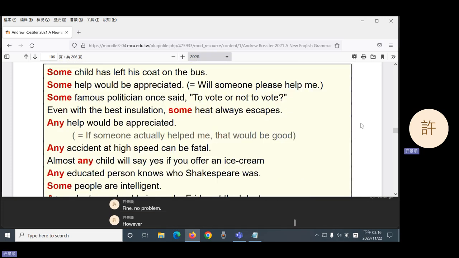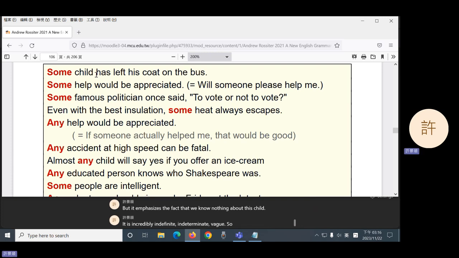However, you can also use some in the singular. So this is not plural, right? The first one, some child, is one child. This just means a child. But it emphasizes the fact that we know nothing about this child. It is incredibly indefinite, indeterminate, vague.